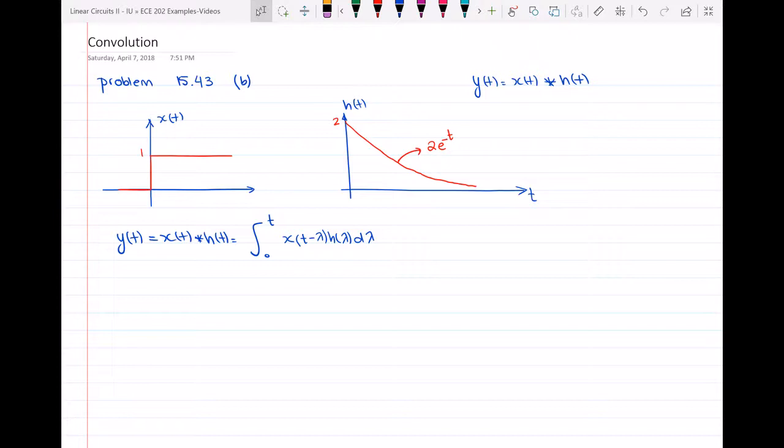In this video, I'm going to solve a problem on convolution using the convolution integral, and I want to use the graphical method in order to find the convolution between h and x, as you can see in this question. So this is problem 15.43 part B.